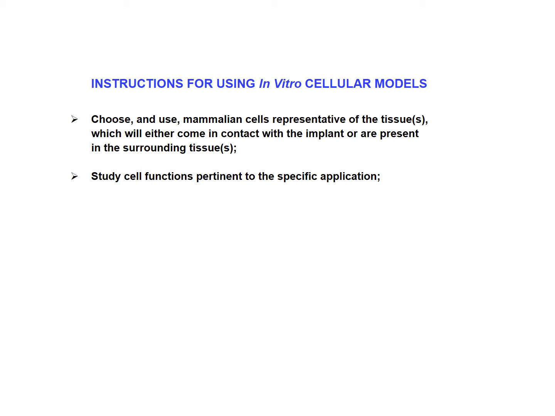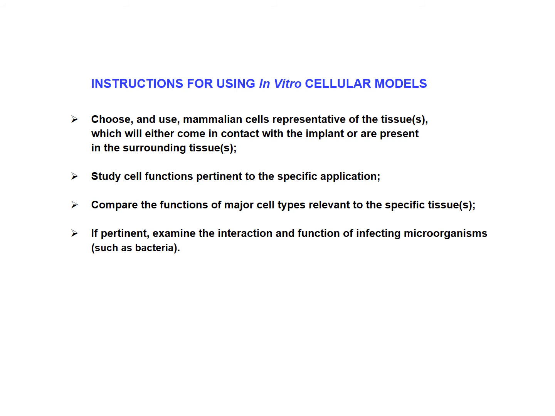After we choose the appropriate representative cell from the surrounding tissues, then specific cell functions for the application should be included in the experiments. The functions of the major cell types are going to be priority. I mentioned that already, but if we want to be thorough, we can include the cell types which are not as predominant in a particular tissue if the particular application justifies such a study.